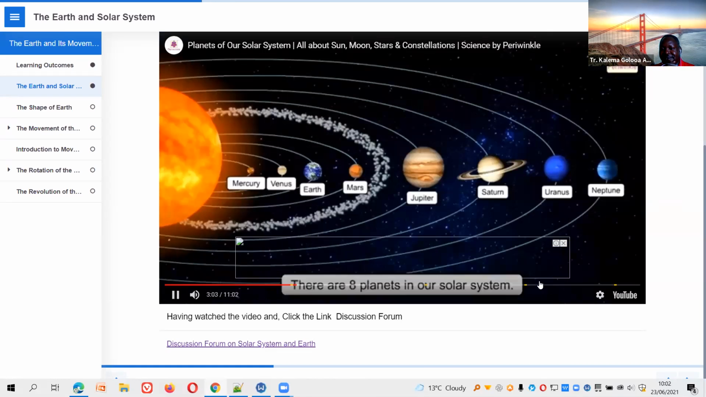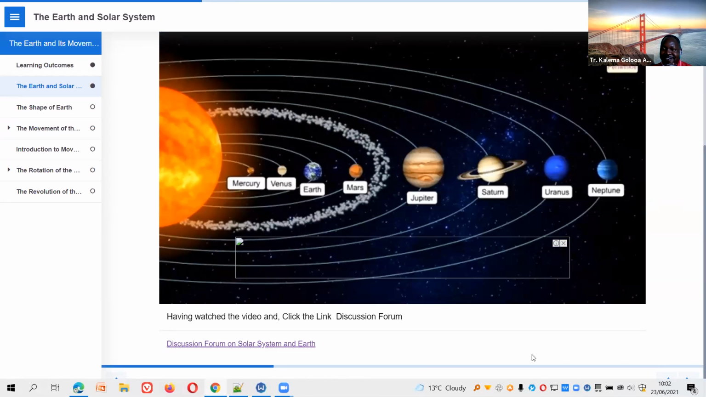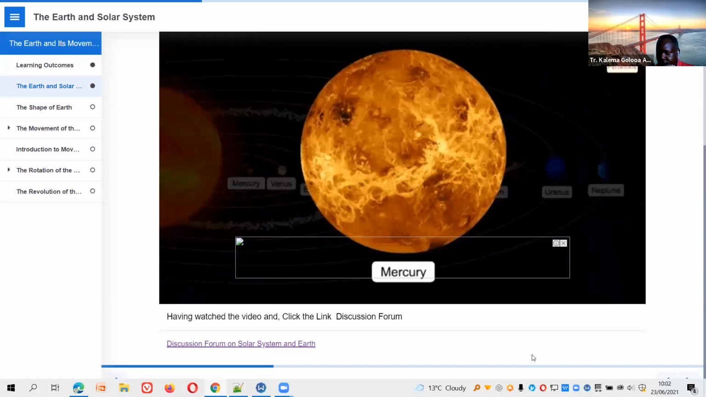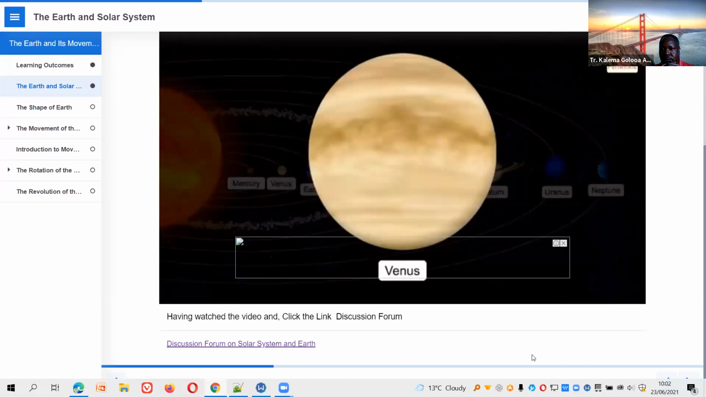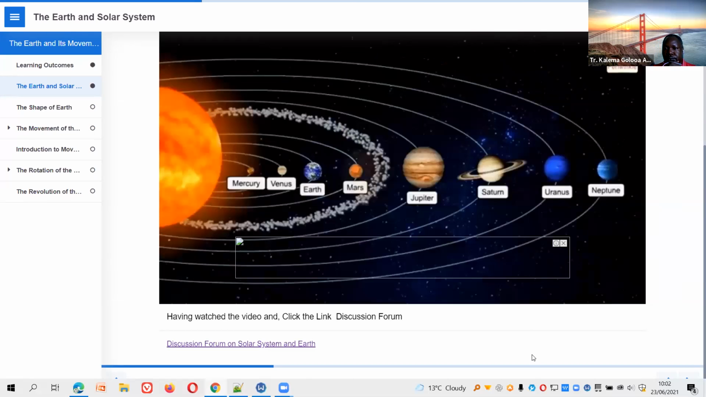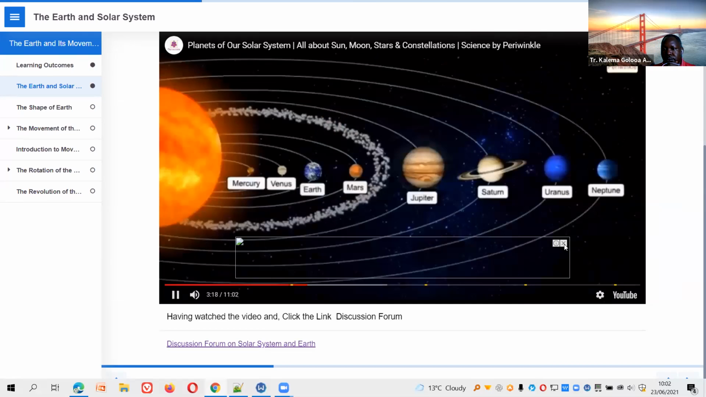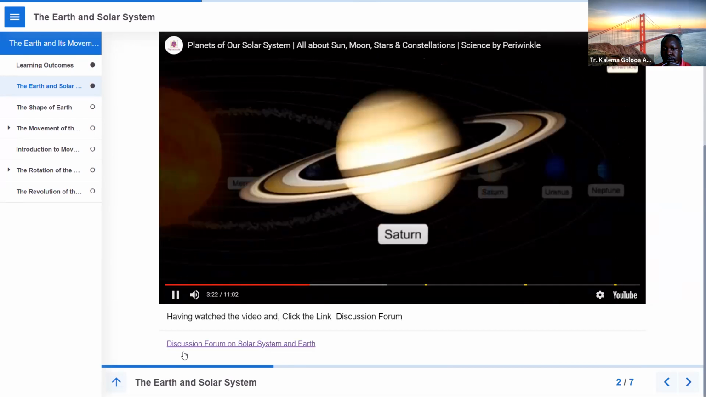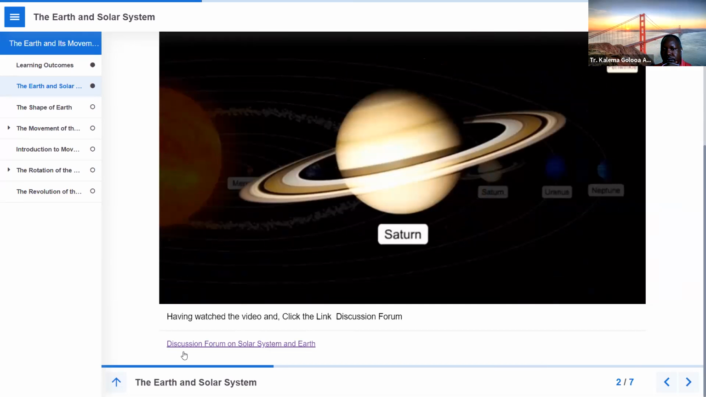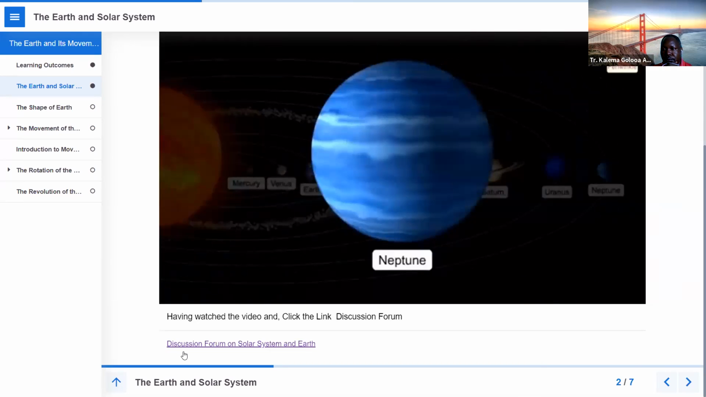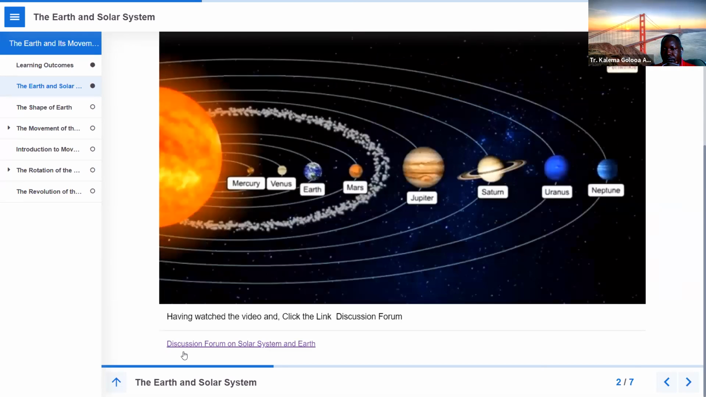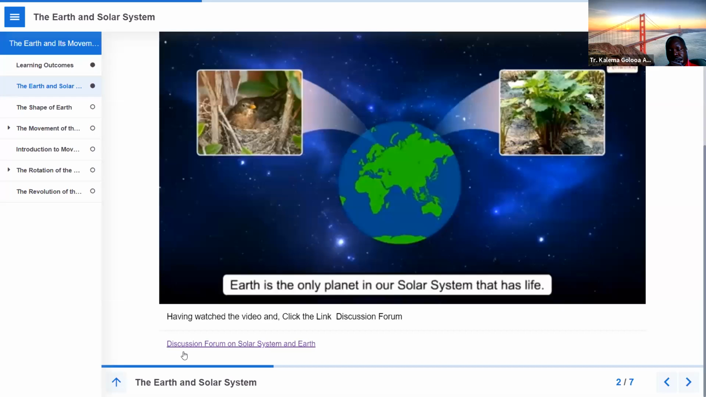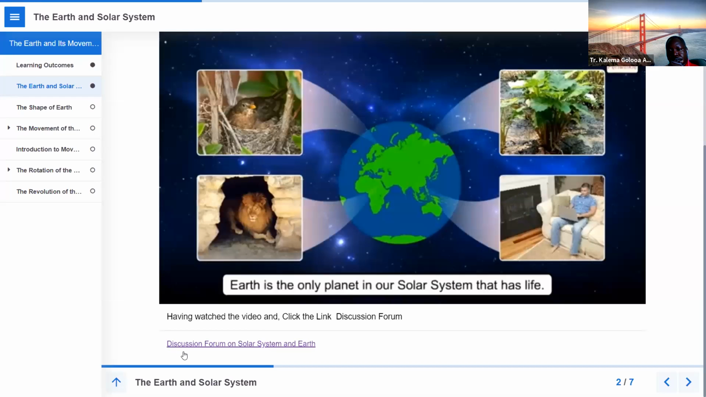There are 8 planets in our solar system, namely Mercury, Venus, Earth, Mars, Jupiter, Saturn, Uranus, and Neptune. They vary greatly in size. Mercury is the smallest and Jupiter is the largest. Earth is the only planet in our solar system that has life.